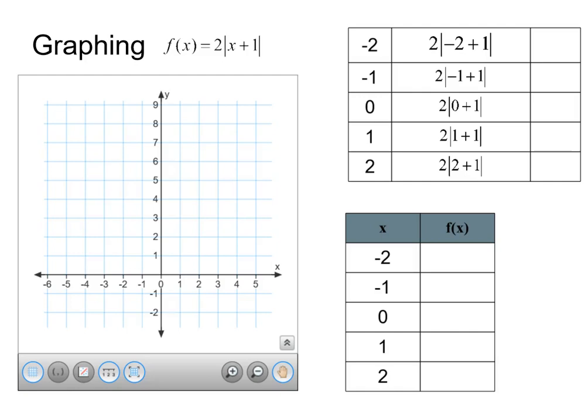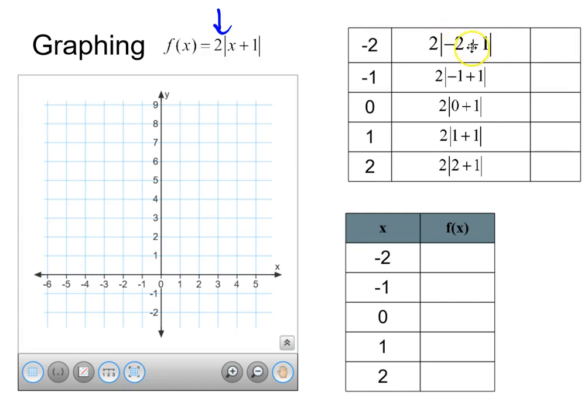Okay, in the last video, we talked about the parent function for absolute value, and we talked about vertical and horizontal translations. And now we're going to keep moving forward. Here you'll notice we also have a number being multiplied times the absolute value, and we're going to look at what that does. So I went ahead and plugged in our x values into the function that we were given, and then we just compute to find our y values.